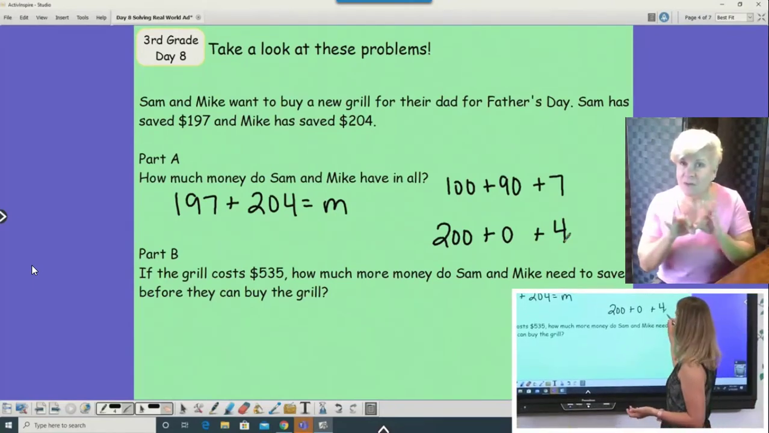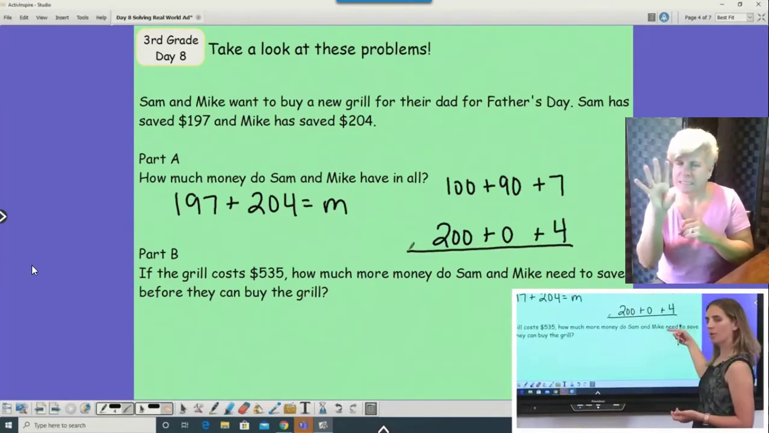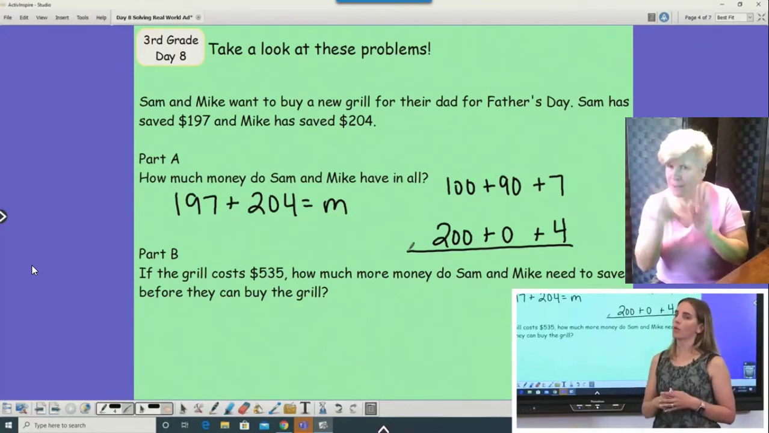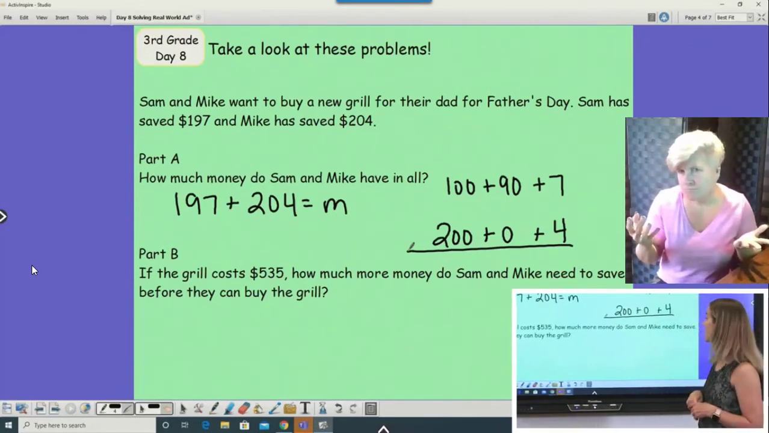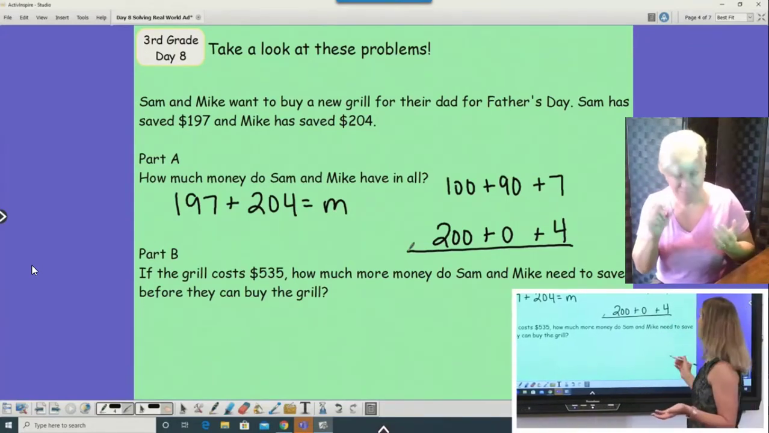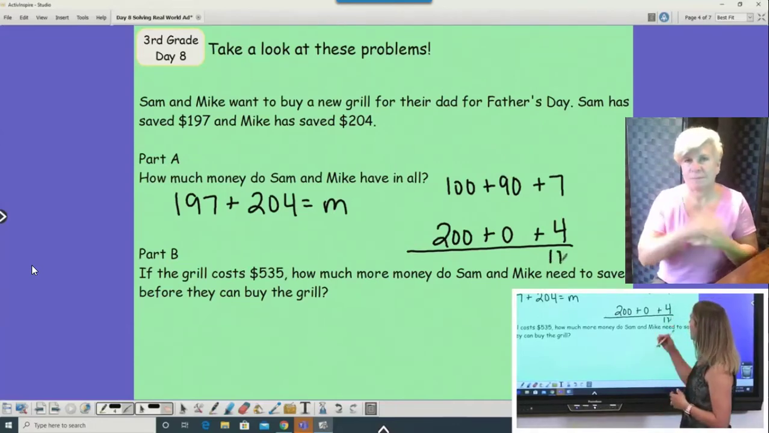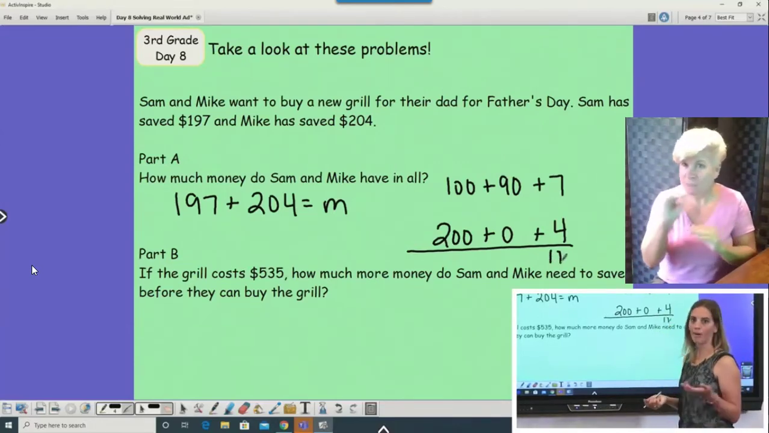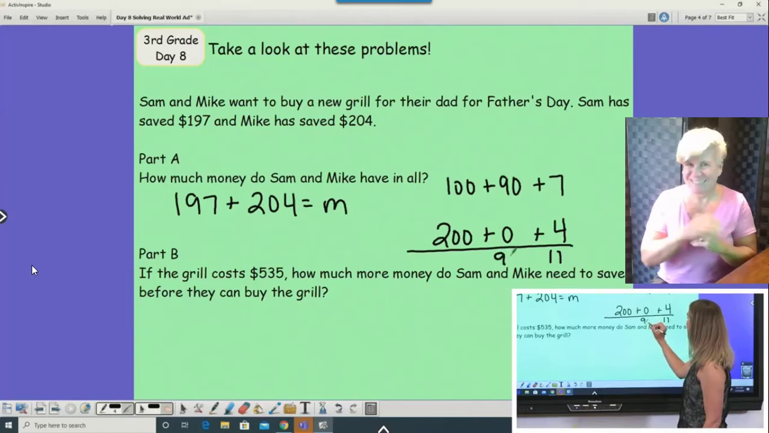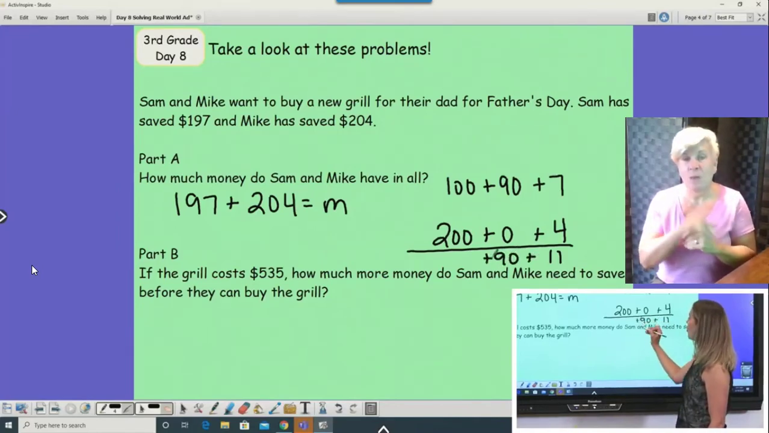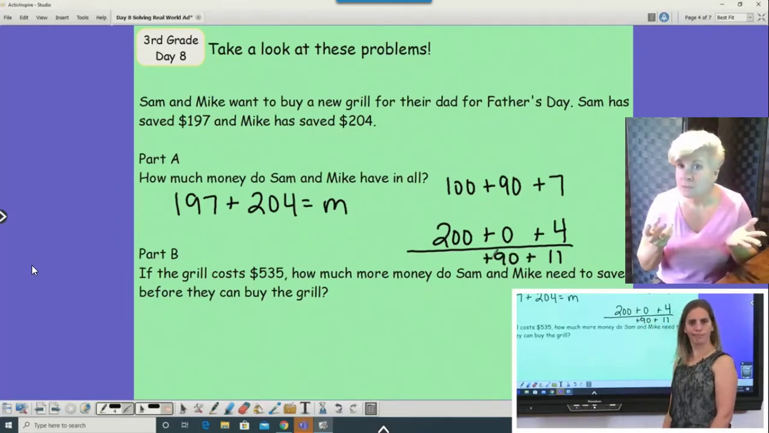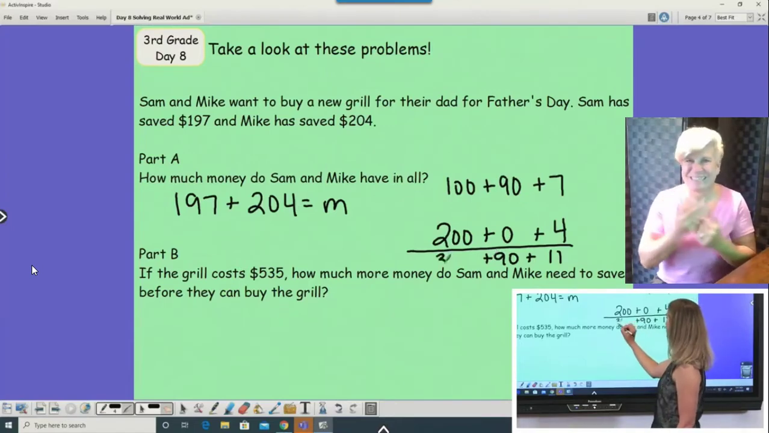So let's take a look at what we've got here. Let's start over here with our ones. What's 7 plus 4? Are you thinking 11? Good, me too. I'm going to put an 11 here. What's 90 plus 0? Well, that was an easy one, wasn't it? 90. And then 100 plus 200. Yeah, that was simple too, 300.